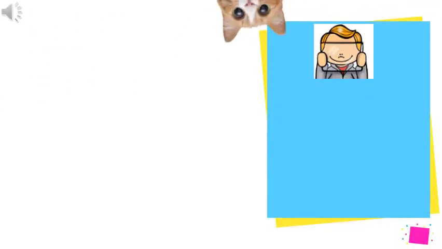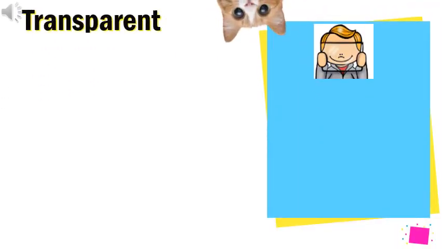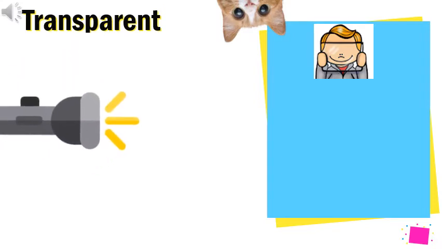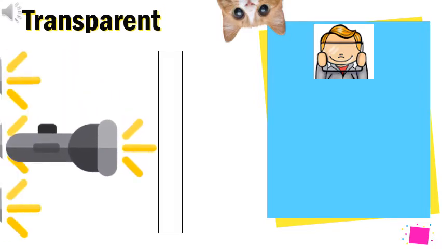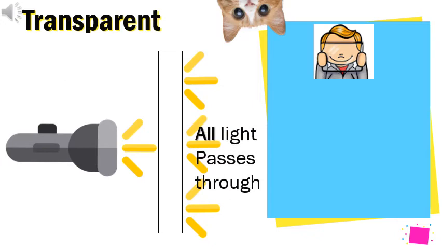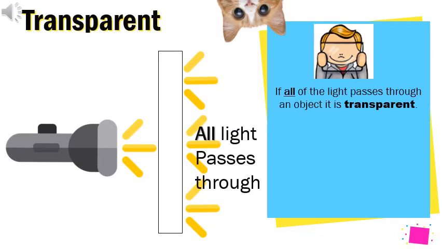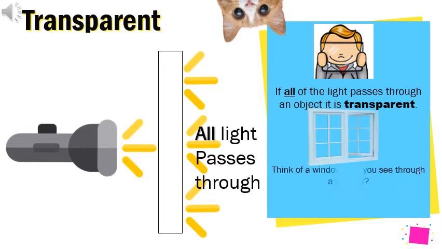Our first term is transparent. Look at our flashlight. When you shine it through an item, all light passes through. If all of the light passes through an object, it is transparent. Think of a window. Can you see through a window? Yes, it is transparent because all light can pass through.